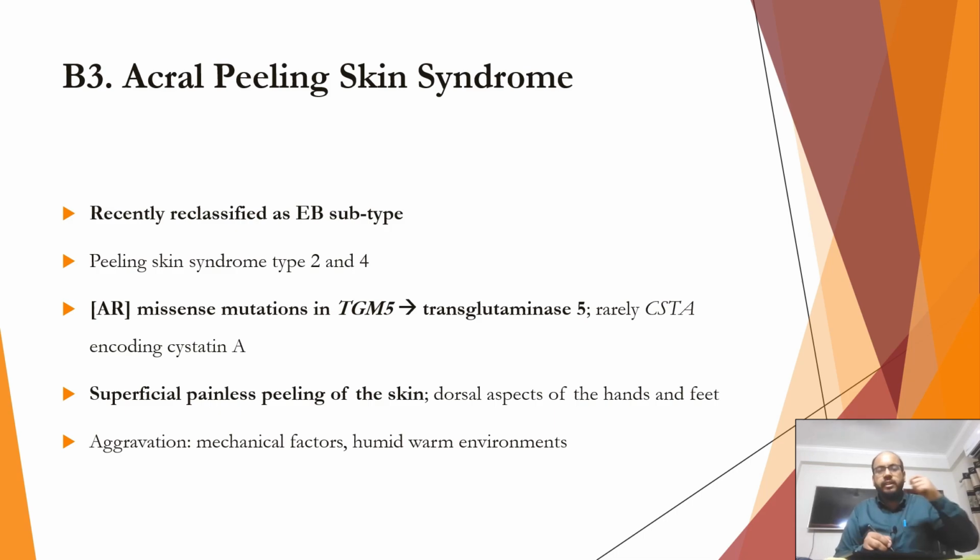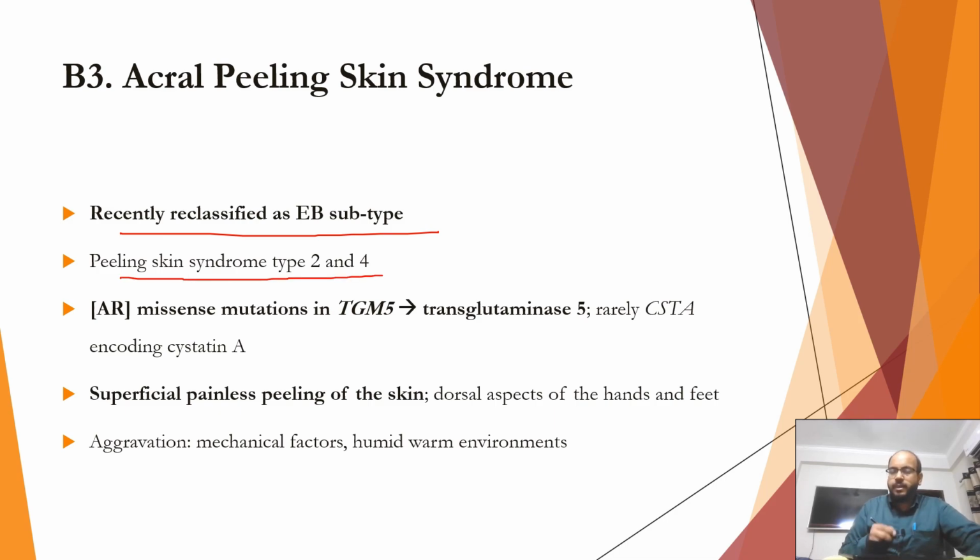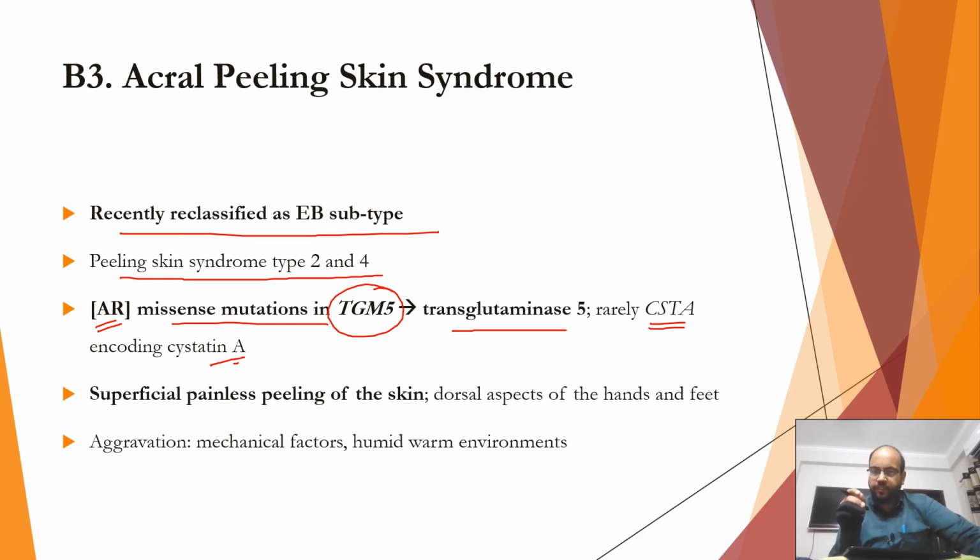The third disorder of cornification is acral peeling skin syndrome. It has been recently reclassified as an epidermolysis bullosa subtype. So if you go back and see our videos on epidermolysis bullosa, you will see that we have discussed acral peeling skin syndrome there. It was initially described as peeling skin syndrome type 2 and type 4. Remember, type 1 is now type B. It is caused by autosomal recessive missense mutation in transglutaminase 5. Rarely the mutation can be in cystatin A, but majorly the mutation is in transglutaminase 5.